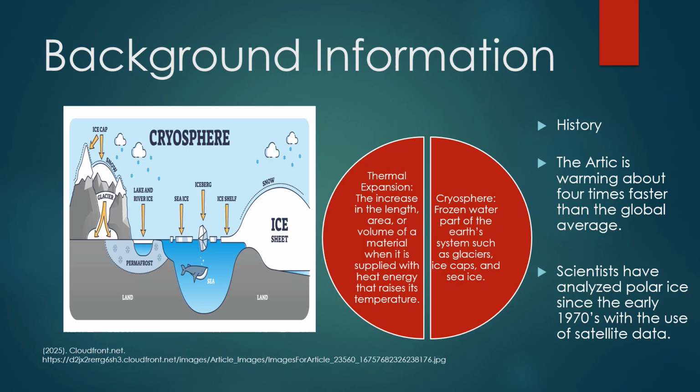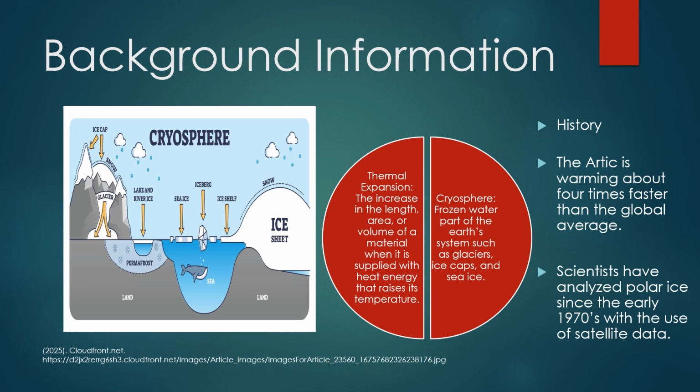Before we dive in deep, we're going to do a little bit of background information. To understand the impact of melting polar ice, it's important for us to first define some key terms that may be used throughout. The cryosphere refers to all of the frozen water parts of the Earth system. This could include things like glaciers, sea ice, and even ice sheets. One important process related to sea level rise is thermal expansion, which is the increase in the length, area, or volume of a material when it is supplied with heat energy that raises its temperature. In the ocean, it is when ocean water expands as it warms.